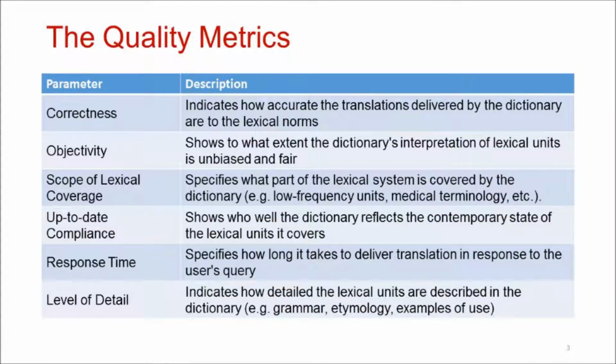Some characteristics of online dictionaries and printed ones are the same. These characteristics include up-to-date compliance. The dictionary should be consistent with the contemporary state of the language. Next comes objectivity. Interpretation of lexical entries shall be unbiased and free from any ideological or political views.